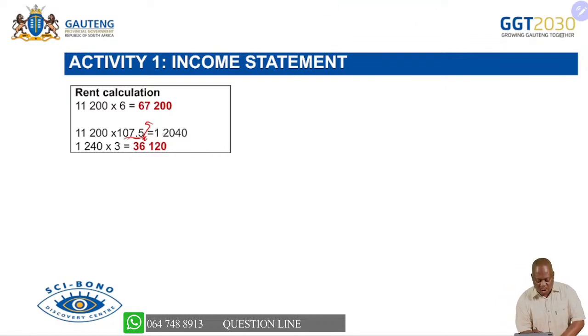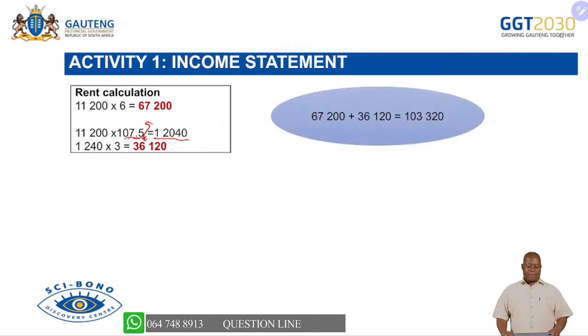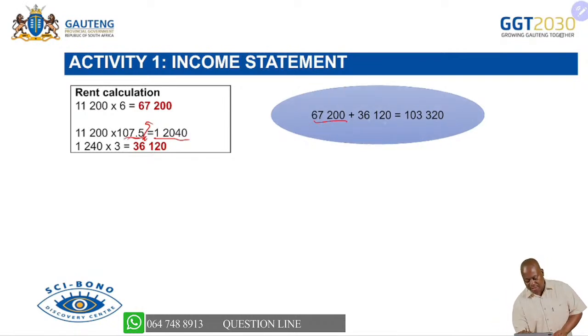So it is going to give us 12,040. So the 12,040 is for the months of December, January, and February. And when we multiply, it gives us 36,120. Now, when added together, this gives us the total rent for the whole year. The total rent is 67,200 for the first 6 months and 36,120 for the last 3 months, and it gives us 103,320.